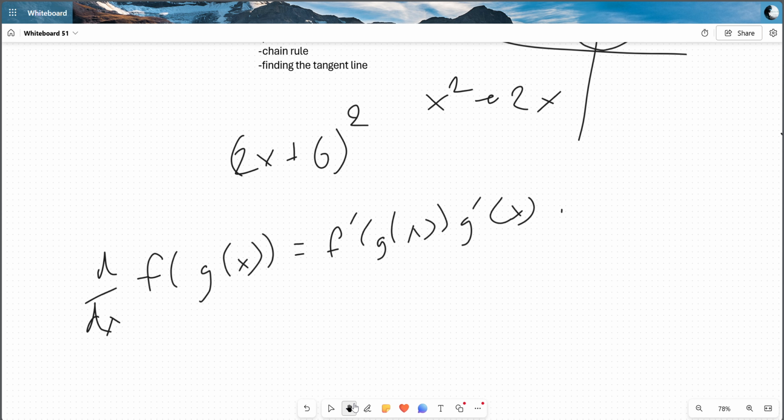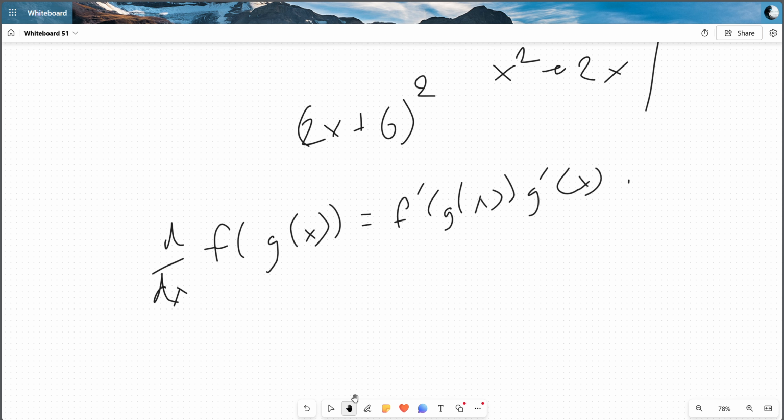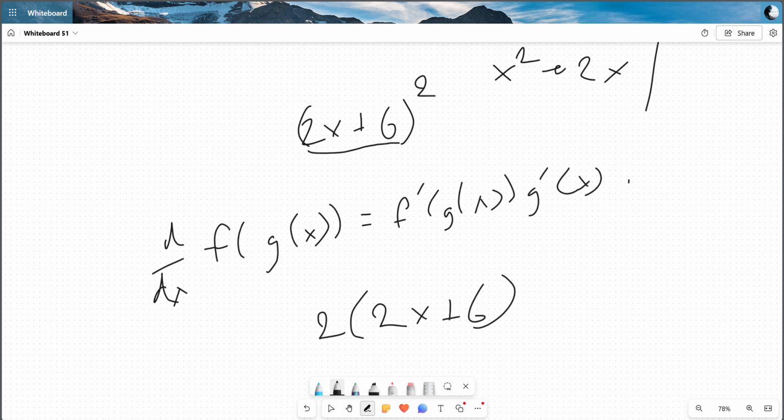Right? Okay. So let's see here. F prime of g of x. Our f prime is going to be 2x, but instead of 2x, we're going to put in g of x. And our g of x is the inside thing right here. So that's going to be 2 times 2x plus 6, because the inside thing there is our g of x. All right? And then we have our g prime of x over here.